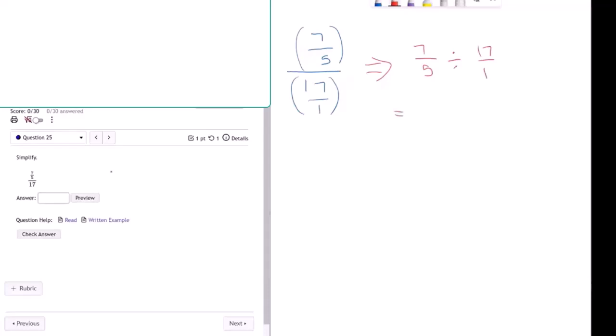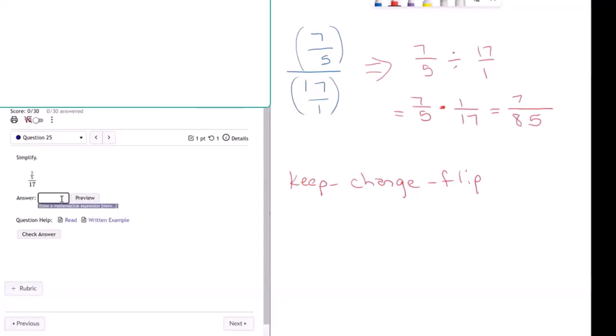which equals keep, change, flip. Remember this from division of fractions, keep, change, flip. I keep the first fraction, I change the division to multiplication, and I flip the second fraction. Now I get 7 divided by 17 times 35. 7 times 5 is 35. Carry the 3, 5 times 1. So this is 85, 7/85.